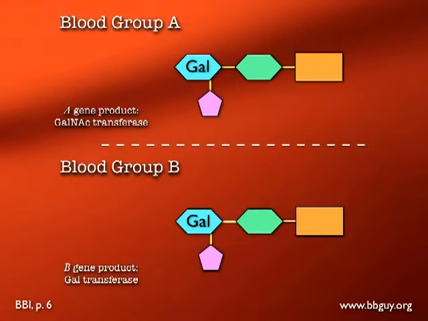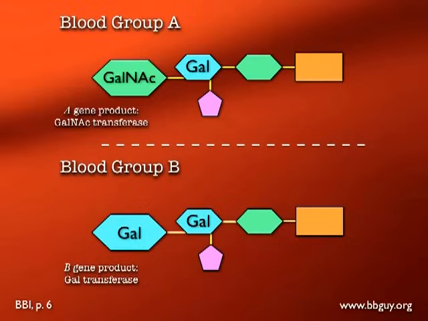For the blood group A, those individuals have a gene which is the A gene, and that A gene makes a N-acetylgalactosamine transferase. As a result, an N-acetylgalactosamine gets added onto that terminal galactose, and you have blood group A. On the other hand, for blood group B, the B gene product is a galactosyl transferase. So a galactose gets added on to the other galactose, and you have blood group B. That's all the difference between blood group A and blood group B.